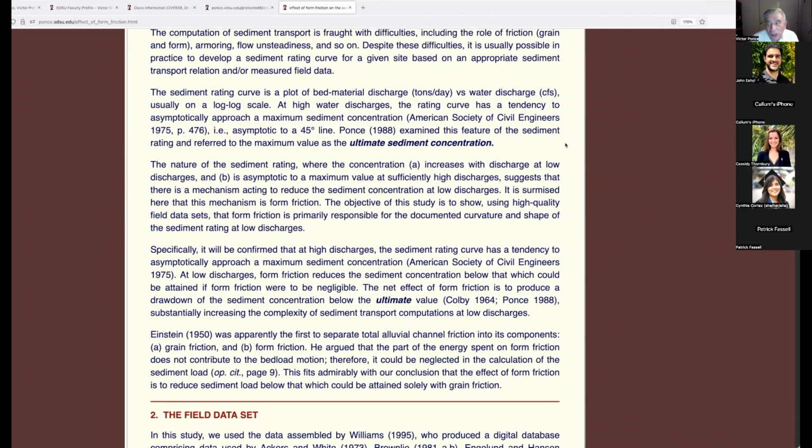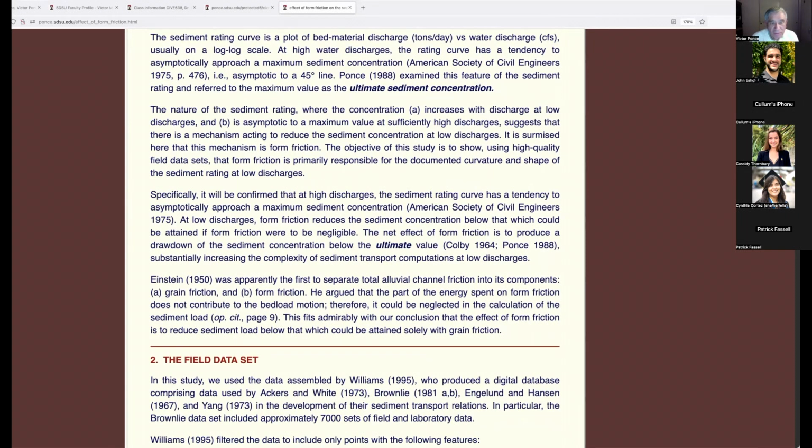So we didn't do any laboratory analysis or laboratory studies. We leave that for people that can do that. They have the large flumes like at Colorado State University, like the flumes that Professor Simons used in his research in the late 50s. So it will be confirmed that the sediment rating curve has a tendency to asymptotically approach a maximum sediment concentration.